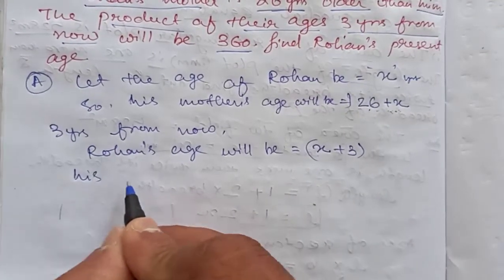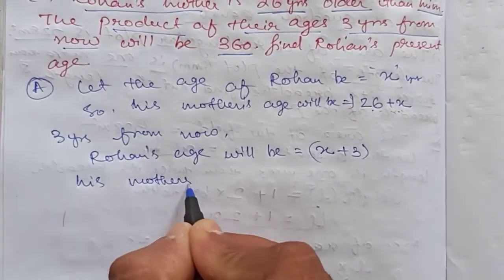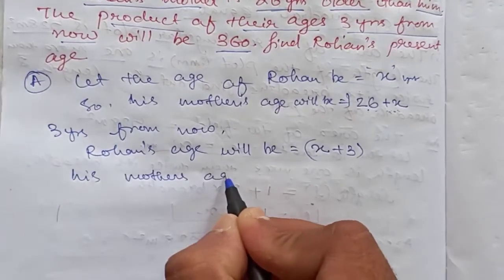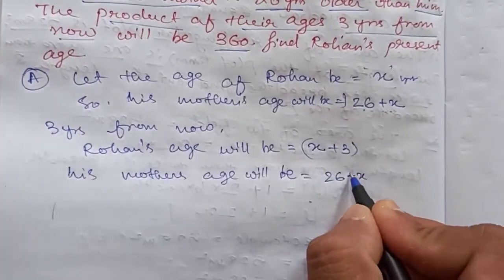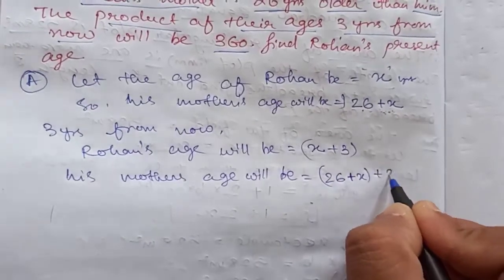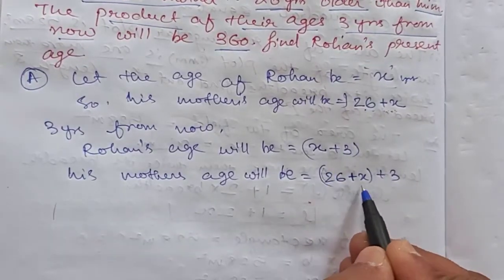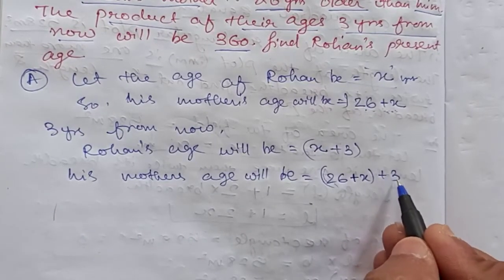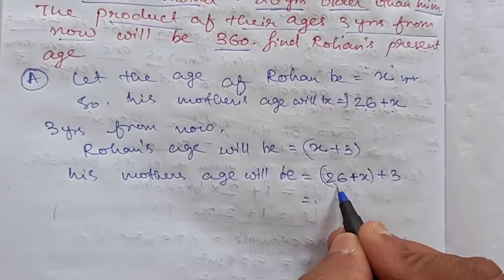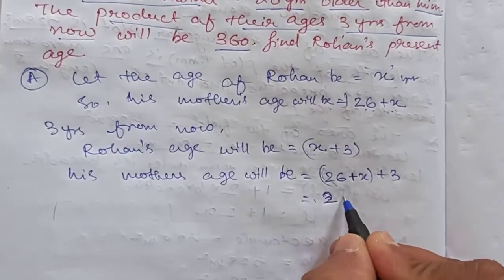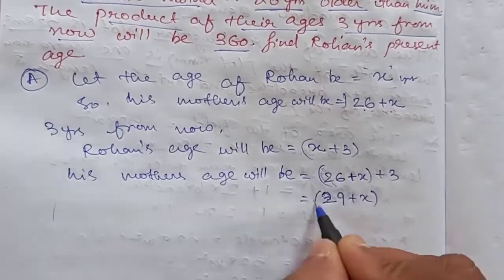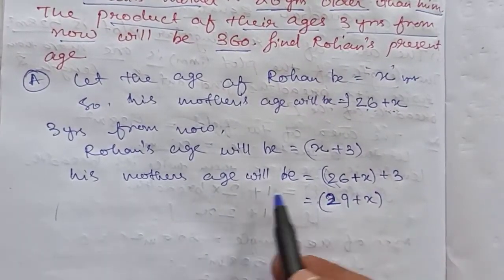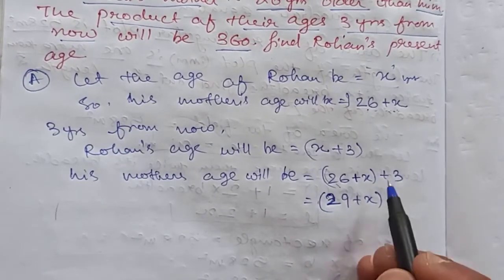So Rohan's age will be x plus 3. Similarly, his mother's age will be 26 plus x plus 3, because this is the present age of Rohan's mother, and 3 years from now means again we have to add 3 years to her age. That means we will get 29 plus x. 3 years from now Rohan's mother will be 29 plus x years.